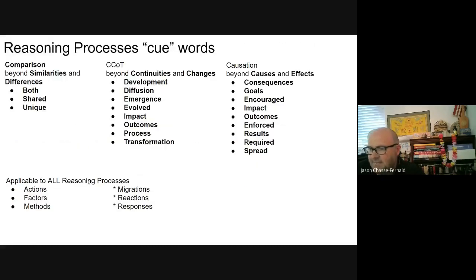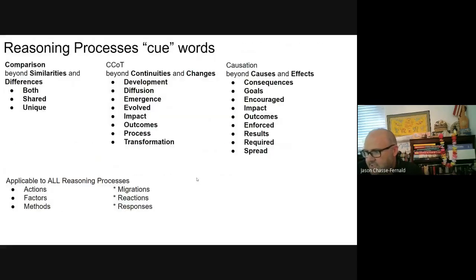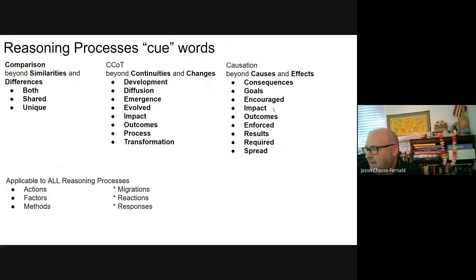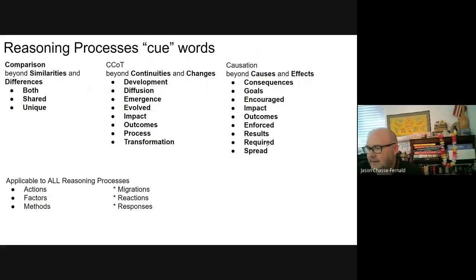That's what you really need to be doing. So the question is, which skill are you going to apply here? There are certain keywords that you can use that will help guide you. Based on this, led to the emergence or spread, led to kind of means causation, right? Spread is causation. So you see that the prompt is guiding you towards a specific skill.